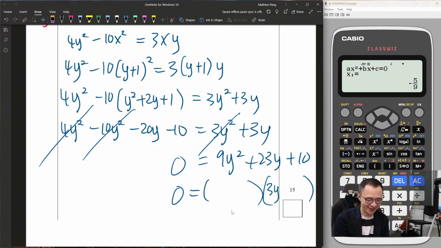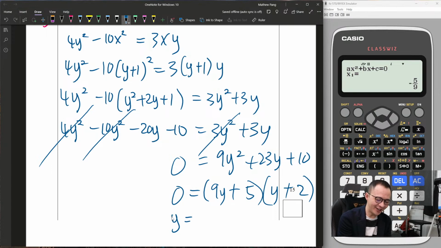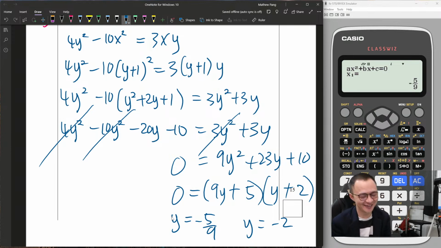Okay, basically it can be 9y and y, right? And 5, 2. What's wrong with me? Okay, this is 5 and 2. Good to know that. Then y equals negative 5 over 9 and y equals negative 2. Use equation, sir. Yes.